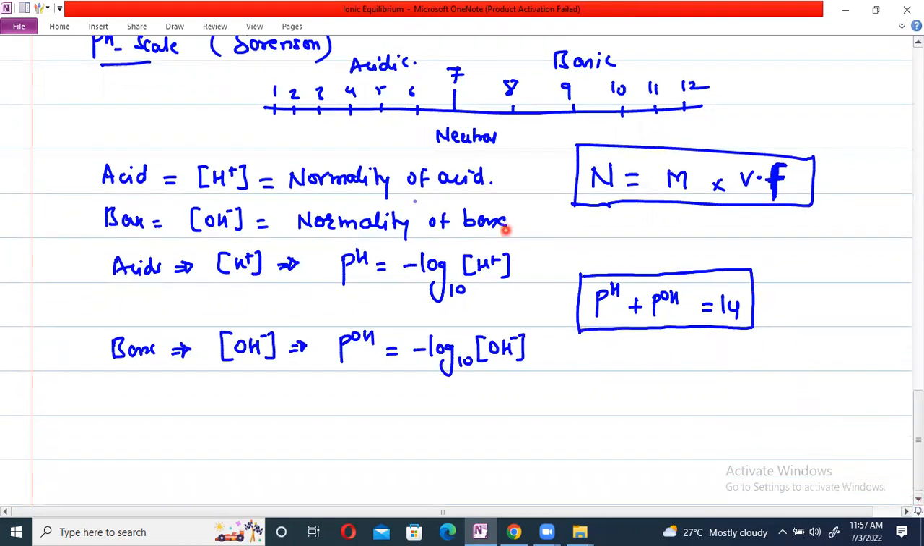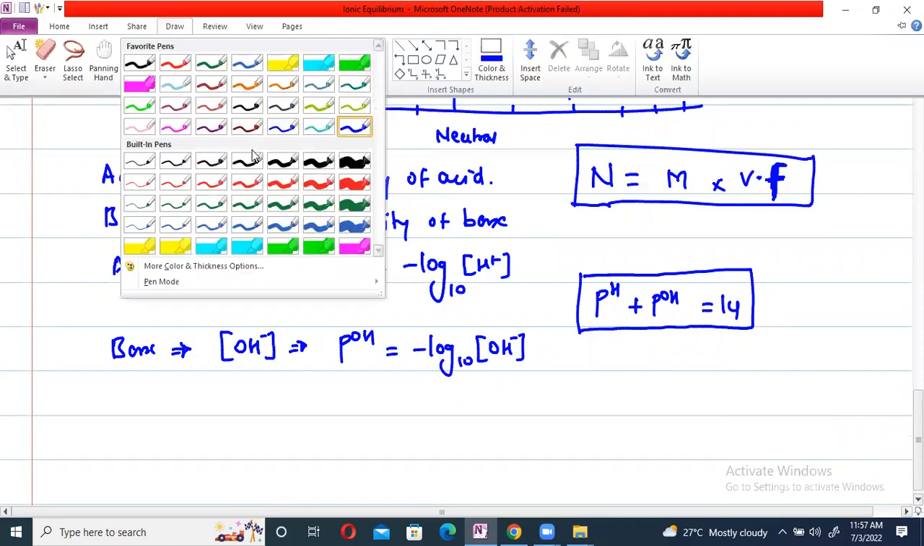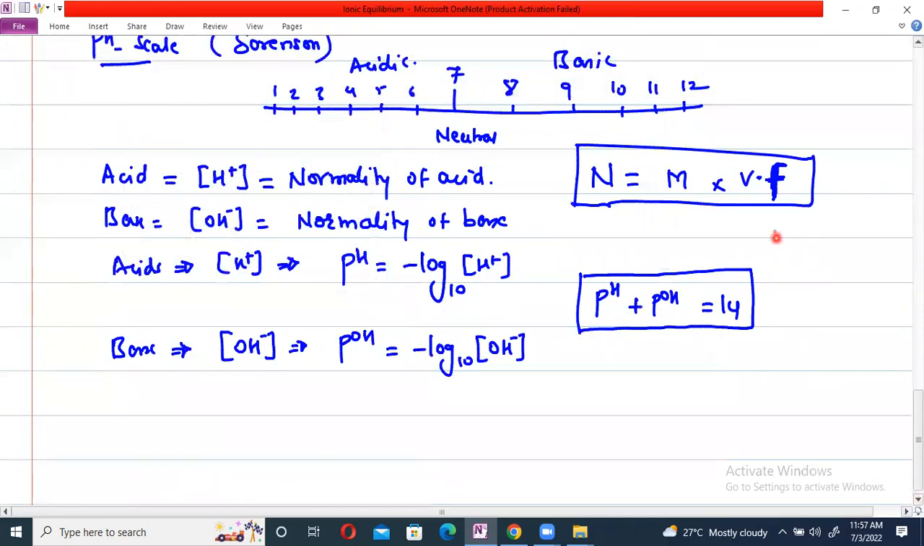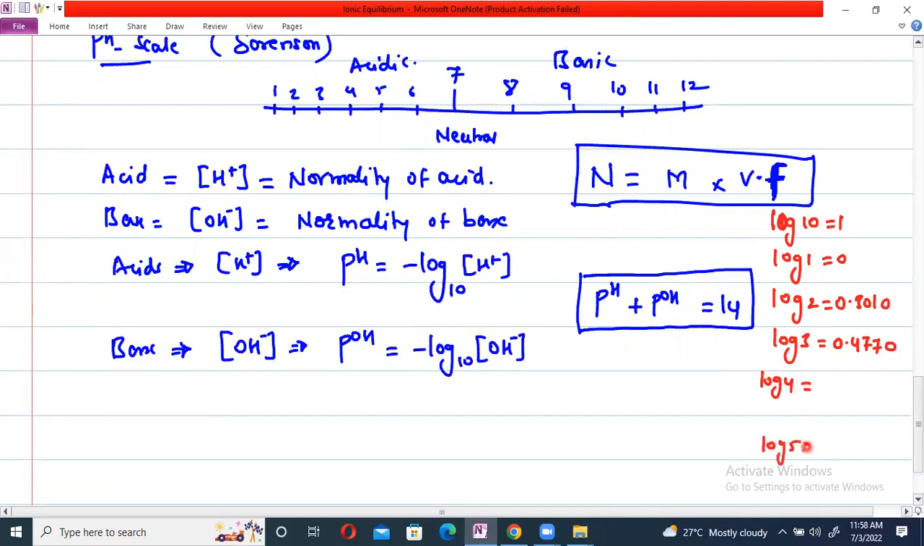For this, there are some requirements. Everybody should know the values of these log values. What are those? Log 10 is equal to 1. Log 1 equal to 0. Log 2 equal to 0.3010. Log 3 equal to 0.4770. Log 4 is equal to, leave it. Log 5 is equal to 0.6990, which is approximately equal to 0.7.